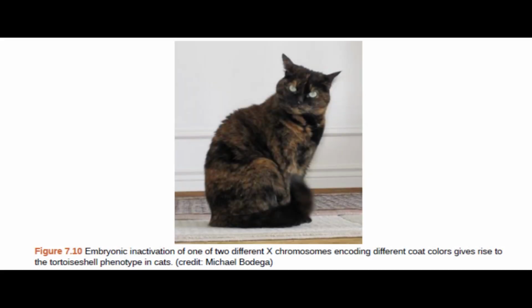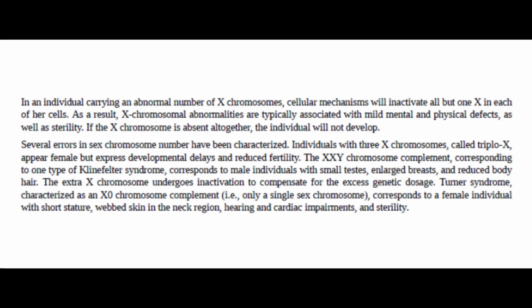Figure 7.10. Embryonic inactivation of one of two different X chromosomes encoding different coat colors gives rise to the tortoiseshell phenotype in cats. In an individual carrying an abnormal number of X chromosomes, cellular mechanisms will inactivate all but one X in each of her cells. As a result, X chromosomal abnormalities are typically associated with mild mental or physical defects as well as sterility. If the X chromosome is absent altogether, the individual will not develop.